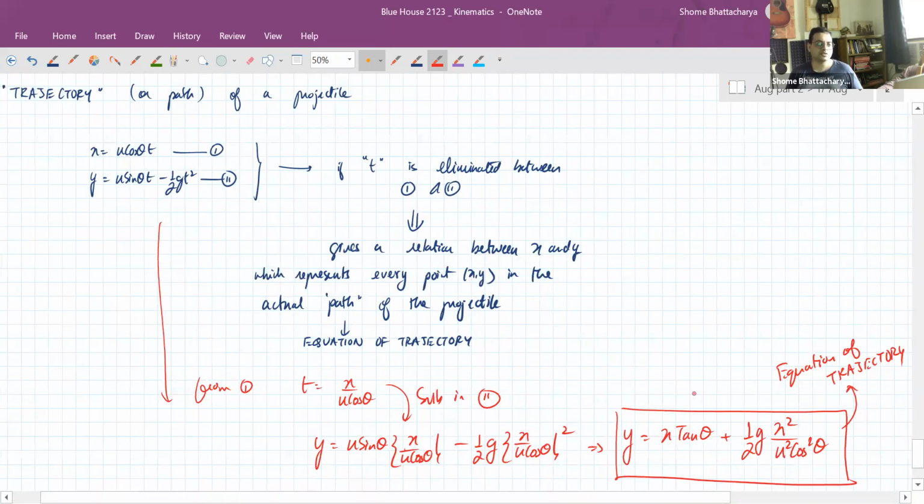So if we were to plot this curve on the xy plane, it would represent the actual path, because every point on this curve is satisfying equation 1 and 2 at some point of time or the other. If we were to plot all the points one after the other that the projectile is going through, those points would be represented by this equation that we have written over here, by this curve of the equation. That is why it is called the equation of trajectory.